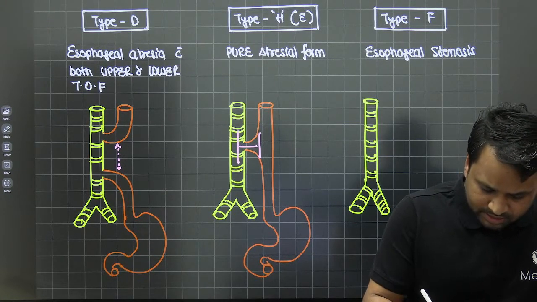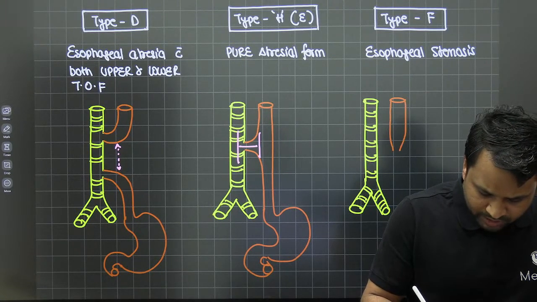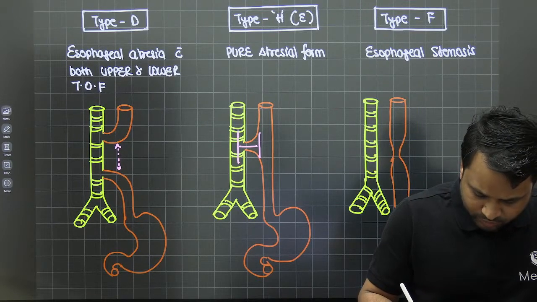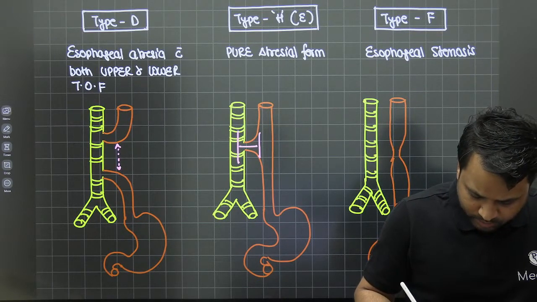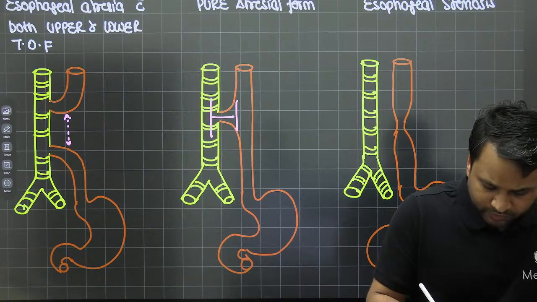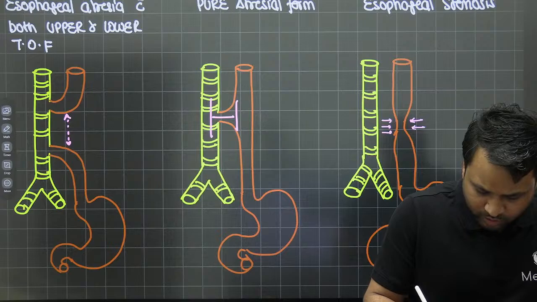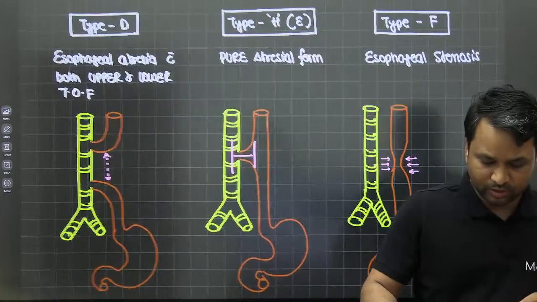And then you see this is the esophageal lumen. Suddenly you will see that the lumen will have a narrowing, nothing else than that, and then it will continue on. This narrowing of the esophagus is present here. This narrowing is what we call esophageal stenosis, right?